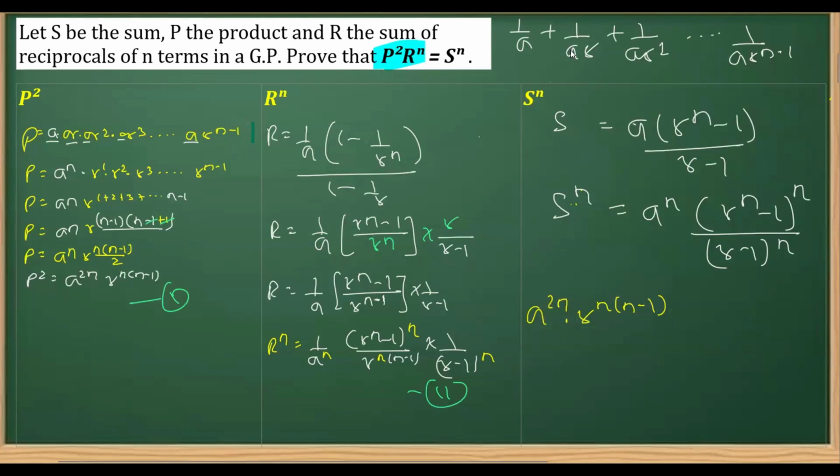I'll make space for, yeah, this is by RHS. We are doing this as RHS. Oh, that's LHS. It's not RHS. LHS. And this multiplied by this thing, which is what? 1 over a raised to the power n and r raised to the power n minus 1 whole power n, and that divided by r raised to the power n into n minus 1 into 1 over r raised to the power r minus 1 raised to the power n.